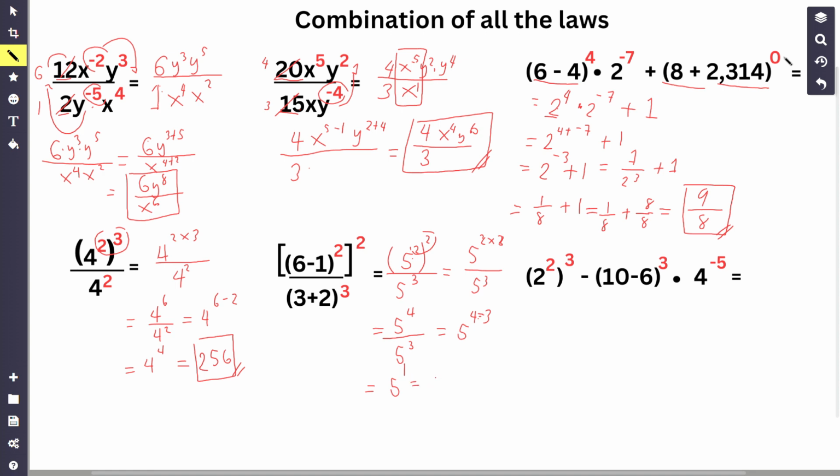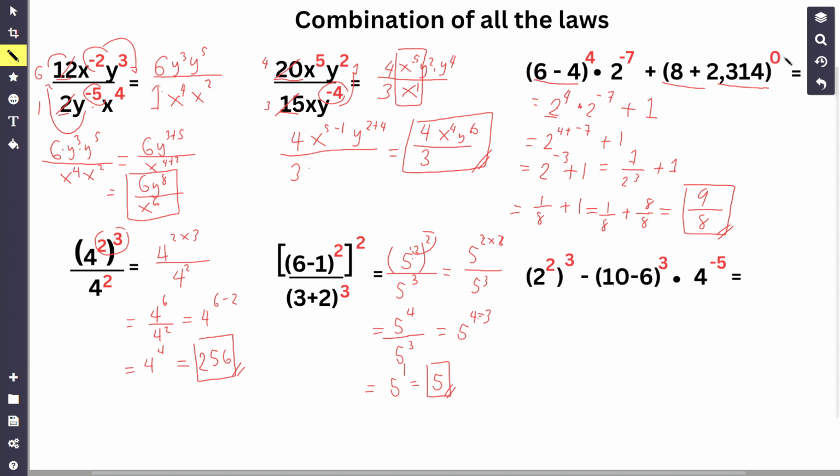Again, take note of the first power rule, okay? That any number raised to 1 is just equal to the number itself. Okay, I hope we're still good. And the last example, okay. So again, just remember the PEMDAS.